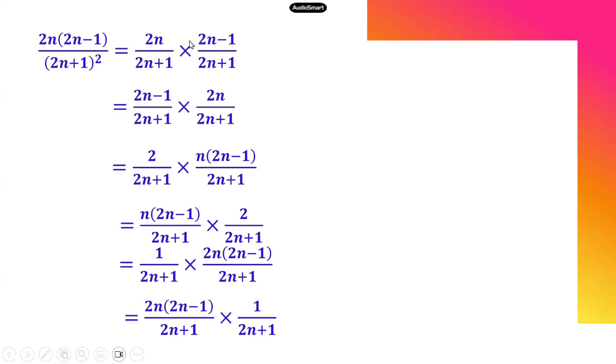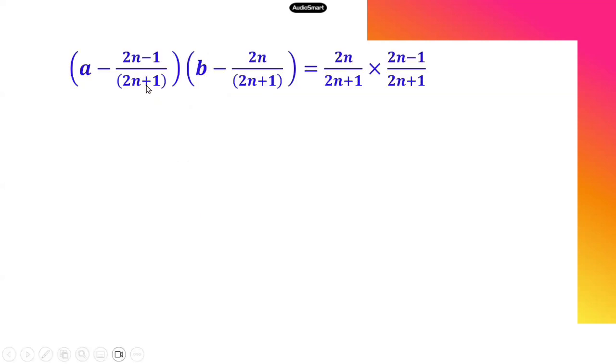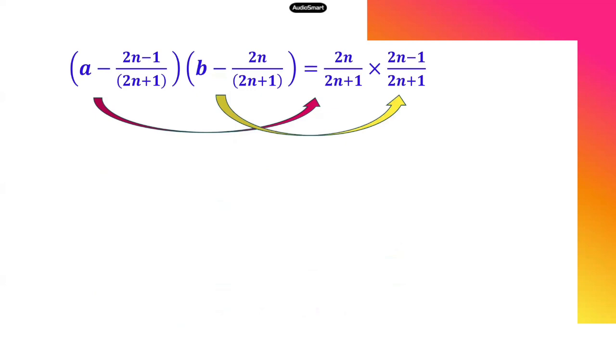Now let's start with the first one. If we take the first one, we can write it like this. Now we can take any one of them, but to understand clearly, we take the first factor with the first factor, and the second factor with the second factor. The reverse one we'll consider separately. So that means a minus (2n minus 1) over (n plus 1) equals n over (2n minus 1).